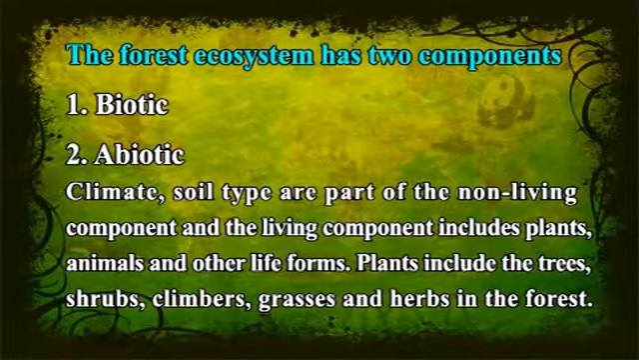The forest ecosystem has two components. The first one is biotic and the second one is abiotic. Climate and soil type are part of the non-living component, and the living component includes plants, animals, and other life forms. Plants include the trees, shrubs, climbers, grasses, and herbs in the forest.